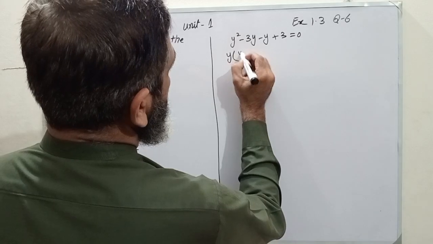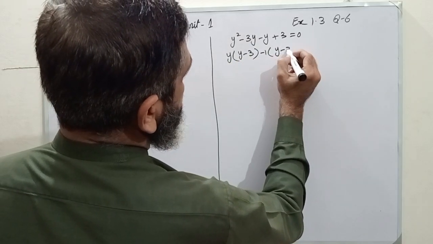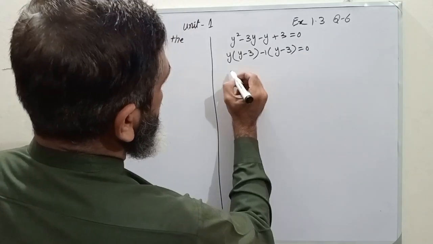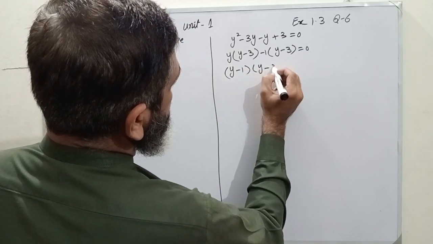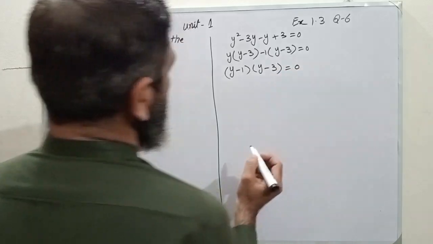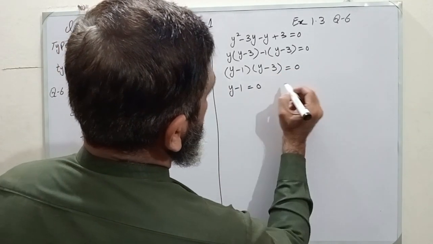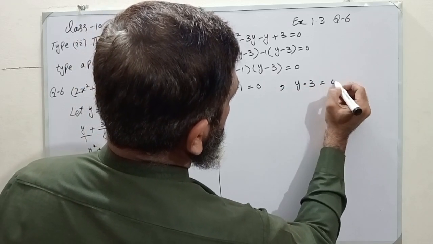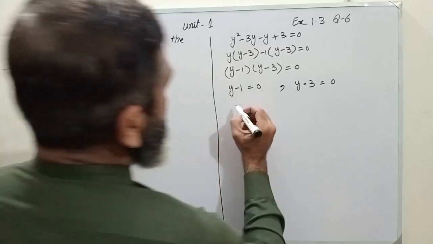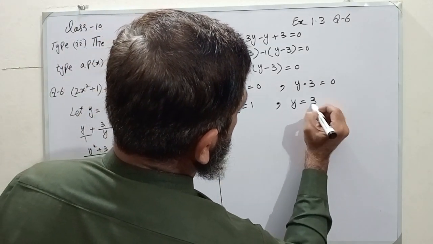Here y is common: y minus 3, minus 1, y minus 3 is equal to 0. Here y minus 1 into y minus 3 is equal to 0. So y minus 1 is equal to 0, and y minus 3 is equal to 0. So y is equal to 1 and y is equal to 3.